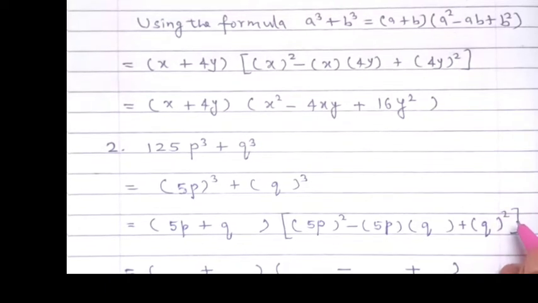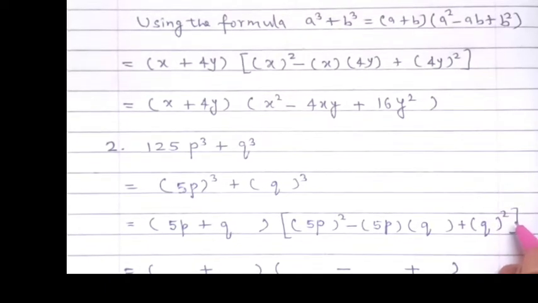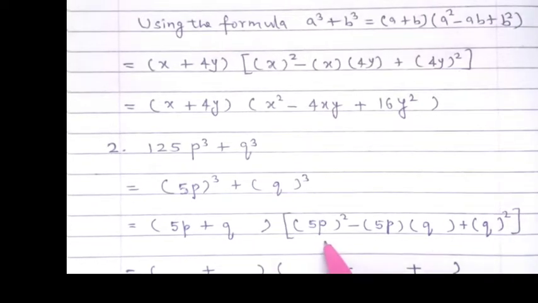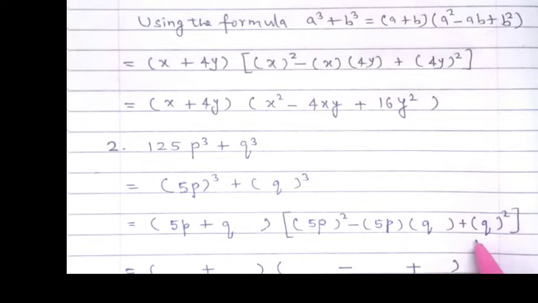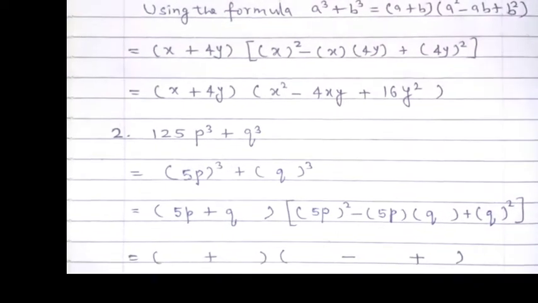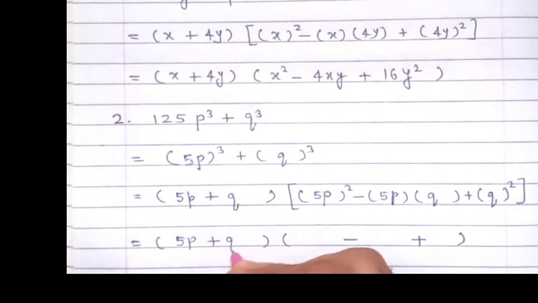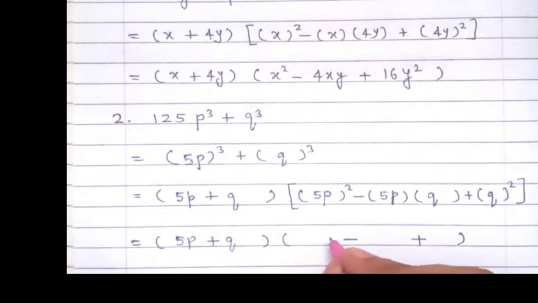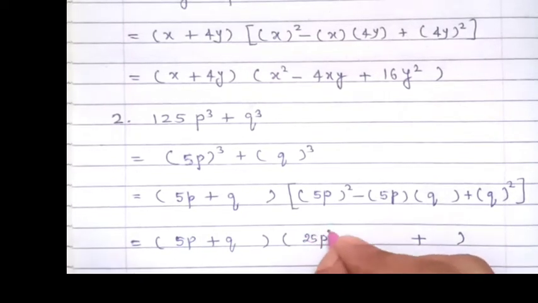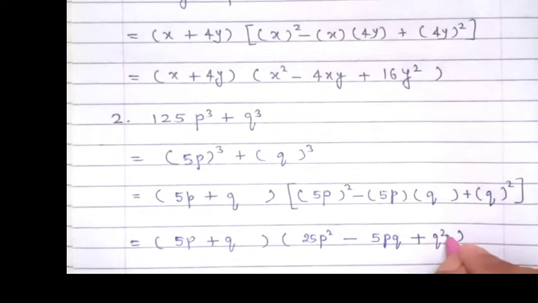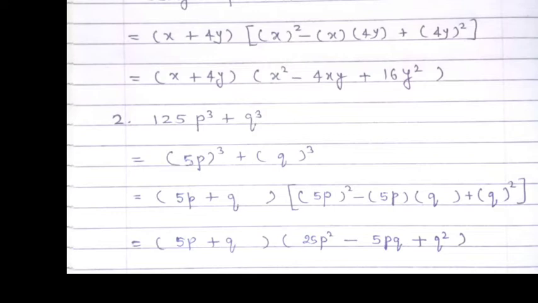Every time whenever you use the formula, you should write the formula which you are using to solve this. So here it will be a cube plus b cube is equal to (a plus b) into (a square minus ab plus b square). Now next thing is to simplify. When you simplify, you will be writing 5p plus q as it is, whereas (5p) square is 25p square, minus 5pq, and then q square is q square. That is your second answer.